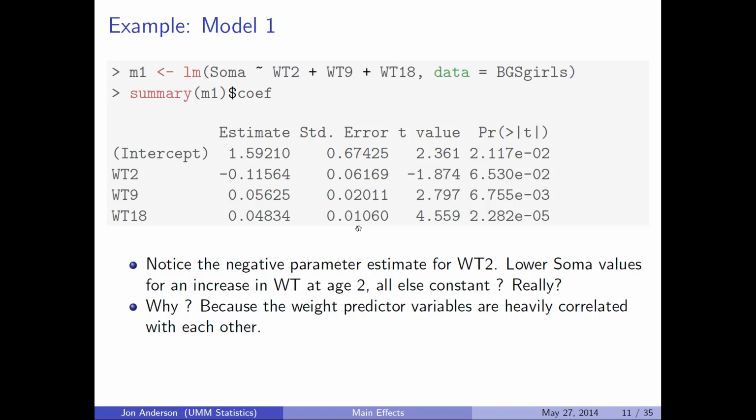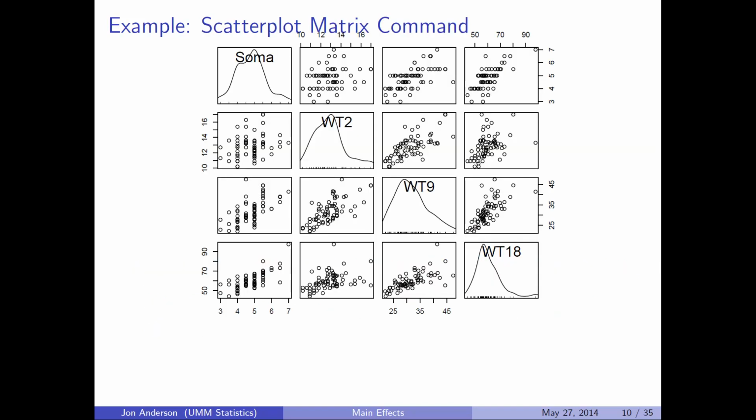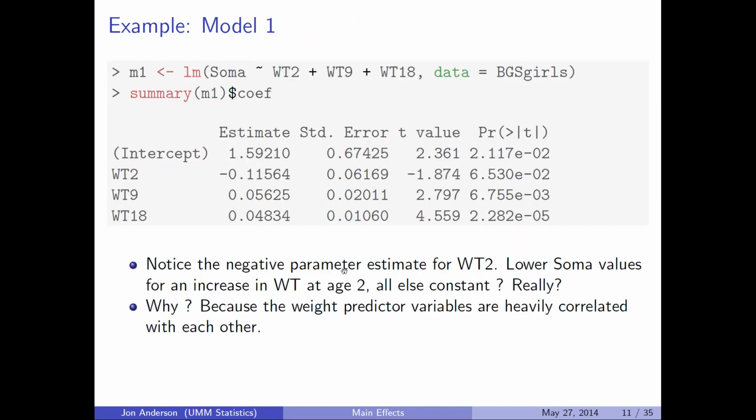And I want you to know that this really silly and implausible negative coefficient is happening because all of those weight variables are very correlated with each other, and it really can adversely affect the signs and the directions and the message from some of the coefficient estimates.